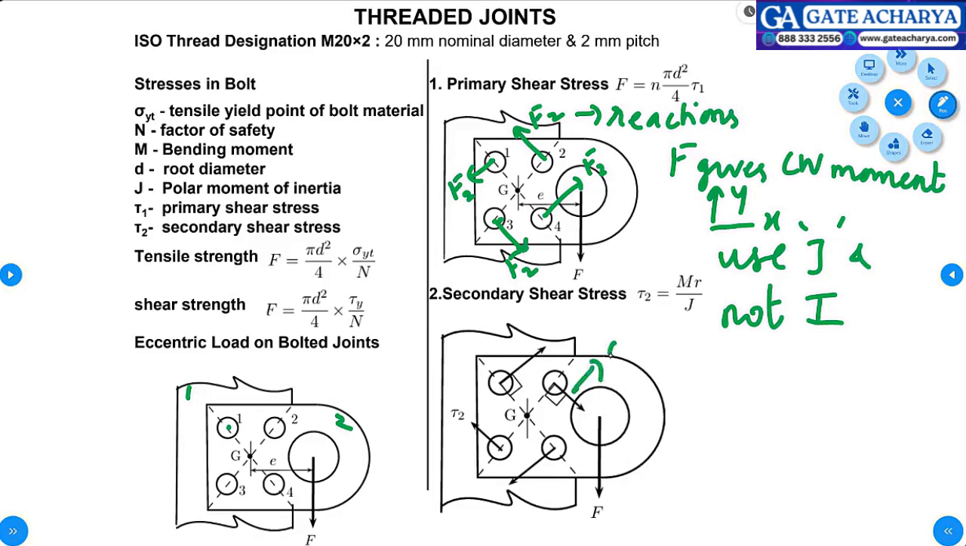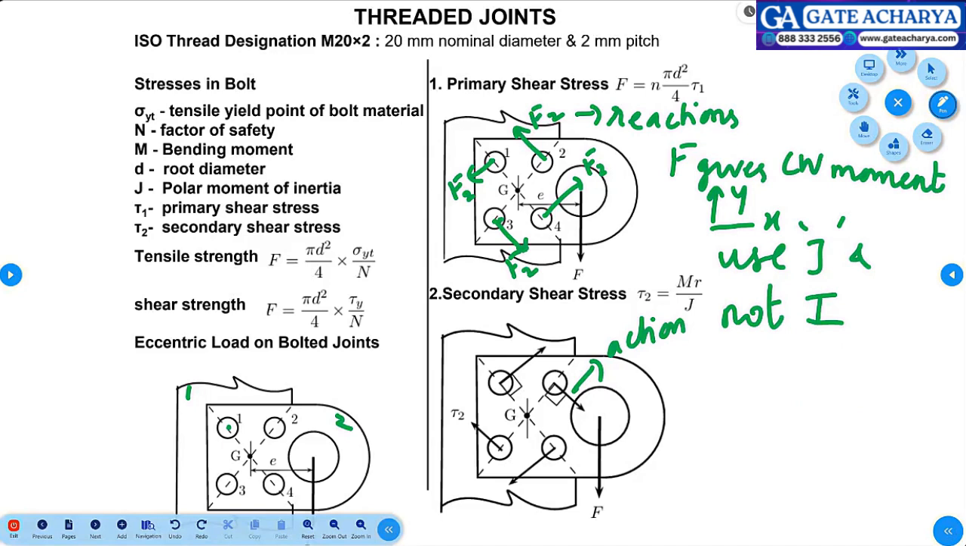This is given as actions. It's creating clockwise, so this will also create clockwise. Simply, I have considered reaction here for equilibrium, nothing different. Don't get confused. This is how threaded joints will be designed. Do you understand?